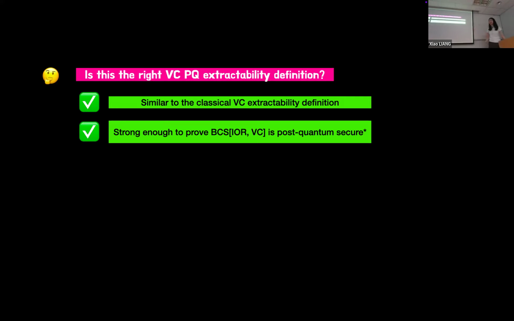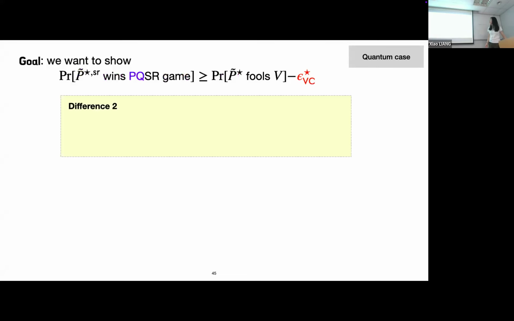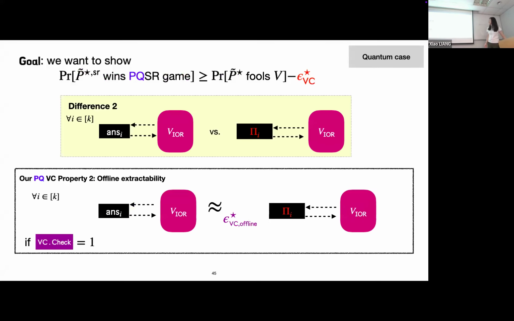There are a couple of caveats here because, as I mentioned, IORs also include oracles in these instances, and that fact means that it actually requires additional VC properties that I haven't introduced. Can you go back to the previous slide? There's one important point I think needs some explanation.